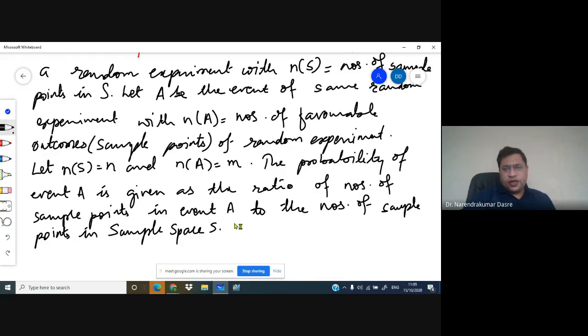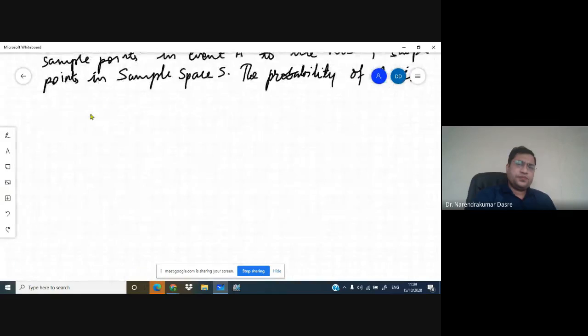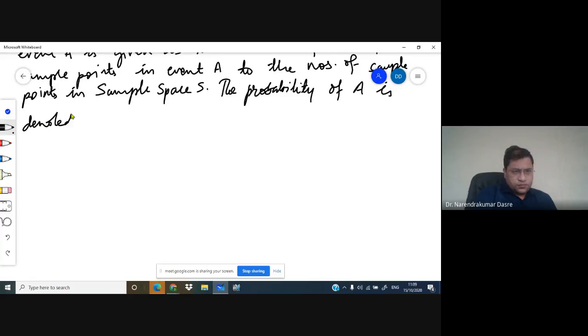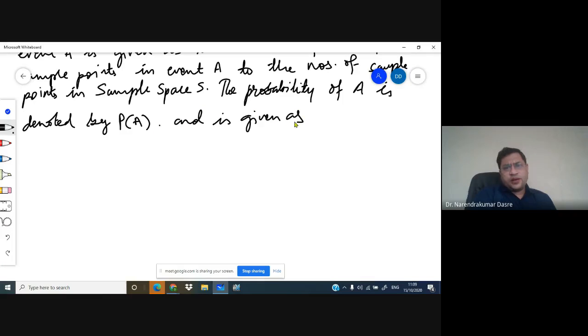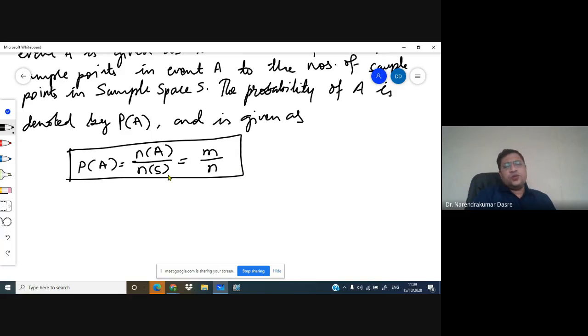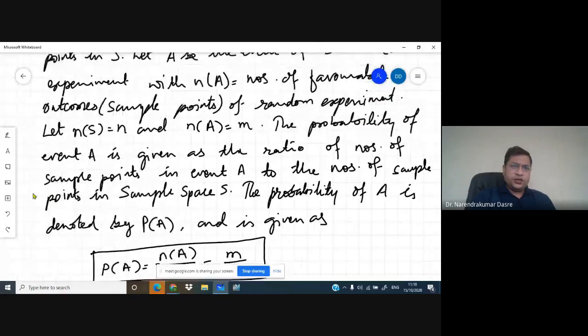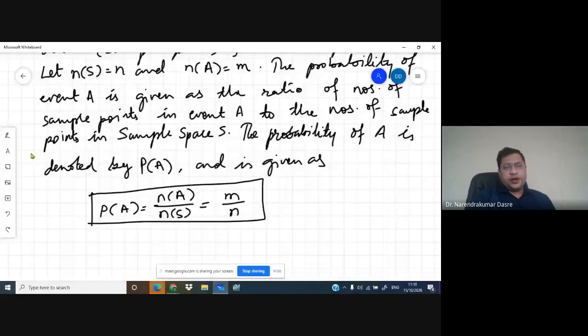The probability of A is denoted by P of A and is given as: probability of A is equal to the number of sample points in A upon the number of sample points in S. So it is m by n. So this way we are able to define the probability of the event, and this is how we are able to find the probability of the event.